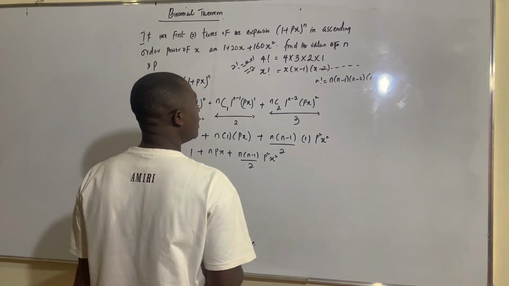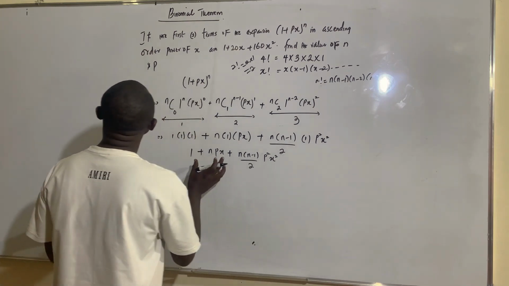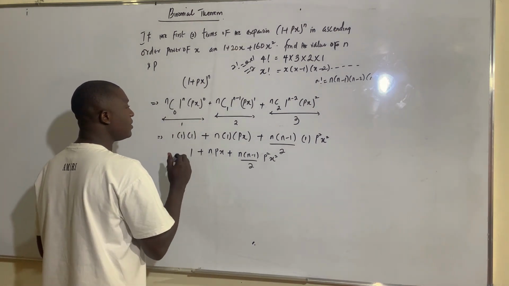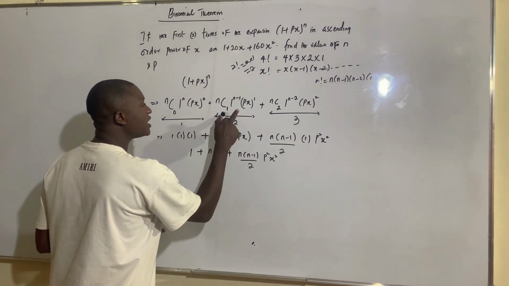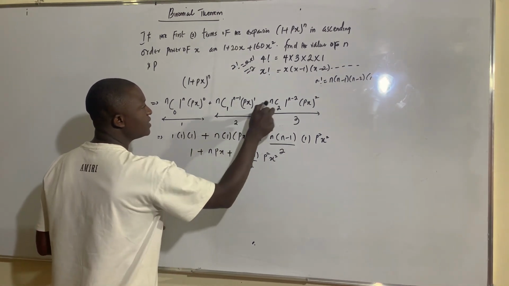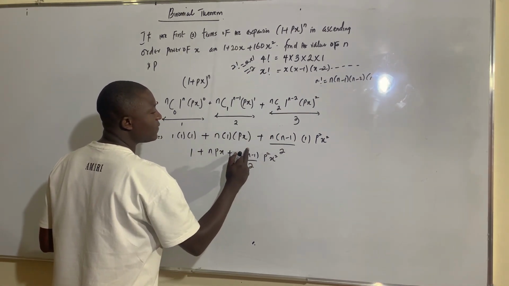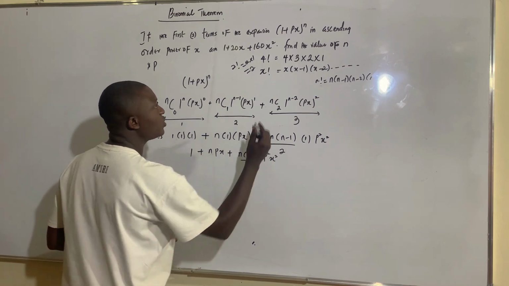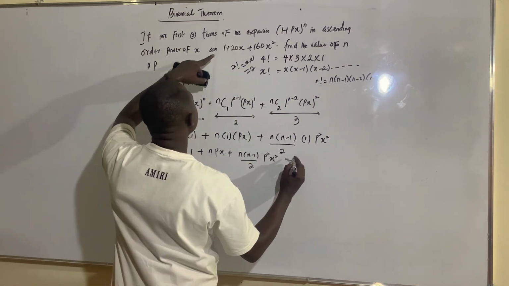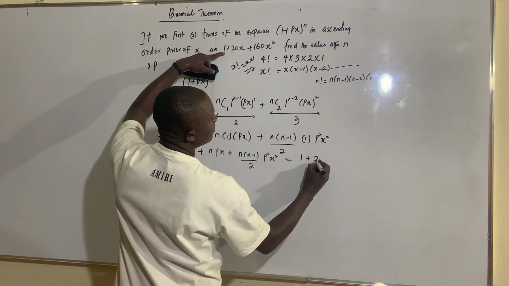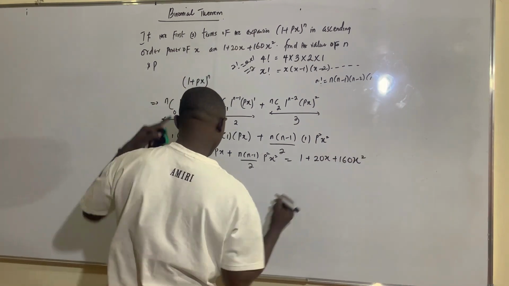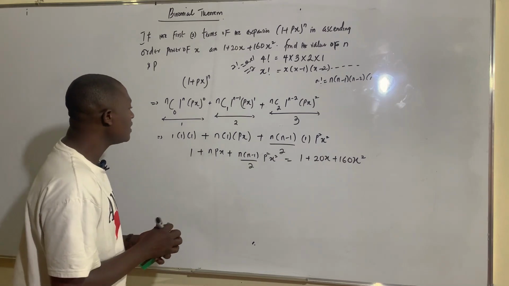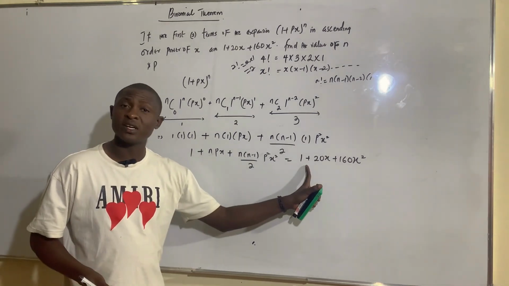Now they say this expansion, as I mentioned, the first term we got is 1. The second term we got is npx. The third term we got is n of n minus 1 over 2 p squared x squared. They now say the expansion from the polynomial is 1 plus 20x plus 160x squared. So by comparison, for the first term, you can see they are equal, right?